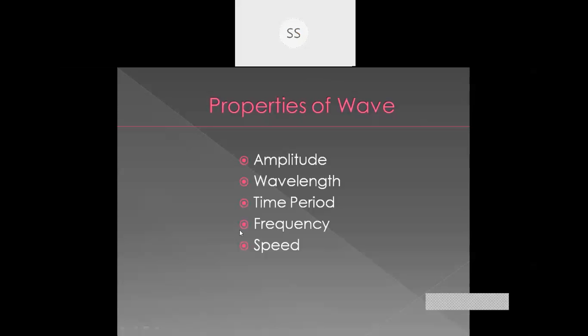So in the last class, we discussed the properties of waves. The properties are amplitude, wavelength, time period, frequency, and speed. Amplitude was the height of the wave, and wavelength is the distance traveled by one particle during one vibration.